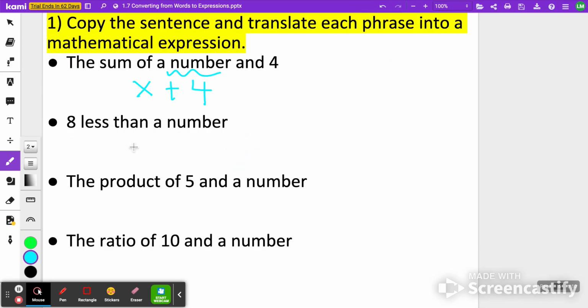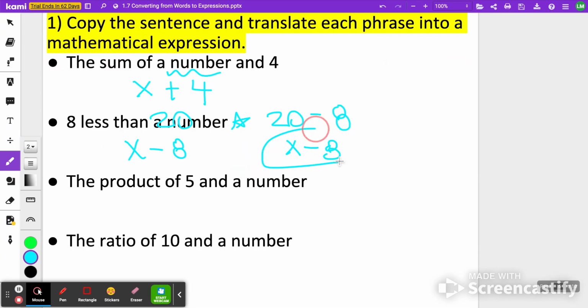X less than a number would need to be x minus 8. And this is a really tricky one, so I'd put a star by this one. If you can't remember the order on this, because it has to be in this order, x minus 8, think of replacing the number with an actual number. So let's say x less than 20. We would find that by doing 20 minus 8. So x less than a number would then just be x minus 8.